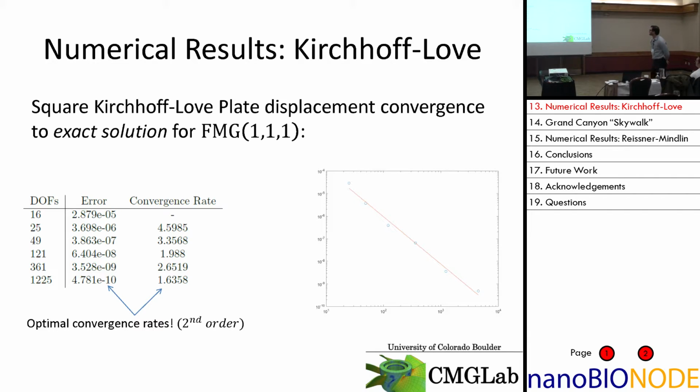And so if we run an FMG cycle on here, you can see it converges at the rate we expect, and it's a second order convergence rate. We have a little bit of hiccups at the beginning when you start this process. But as you continue down, it smooths out, levels out, and becomes second order, what we'd expect.